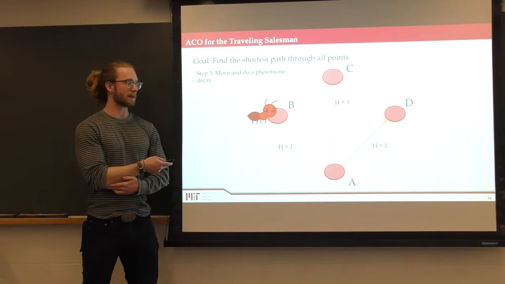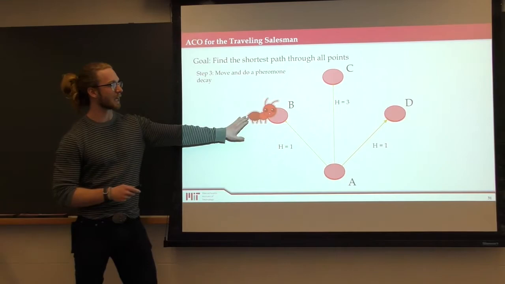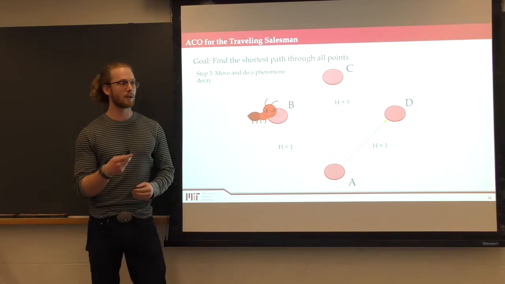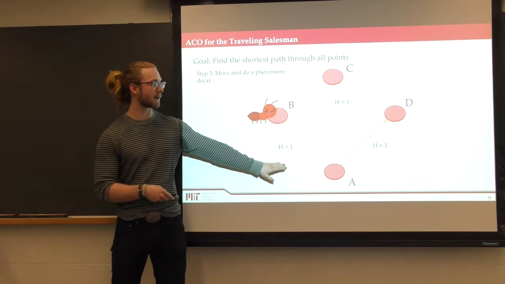As he's moving, all the other ants are moving too, right? And if a number of other ants also reach point A, this is the most appealing path. If they all take this path, that might not be as interesting to us. So we want to encourage exploration for other ants in the cycle. We decay this pheromone trail to discourage future ants from taking the same path within the cycle.